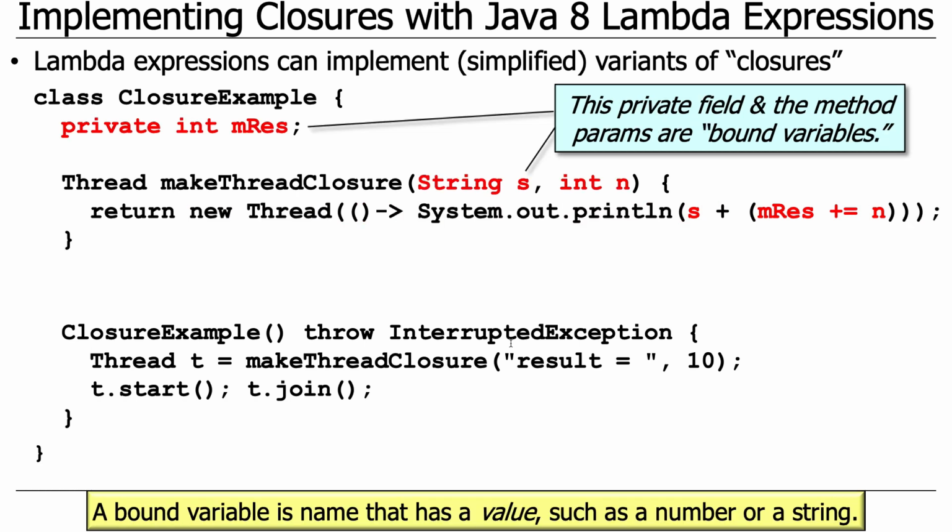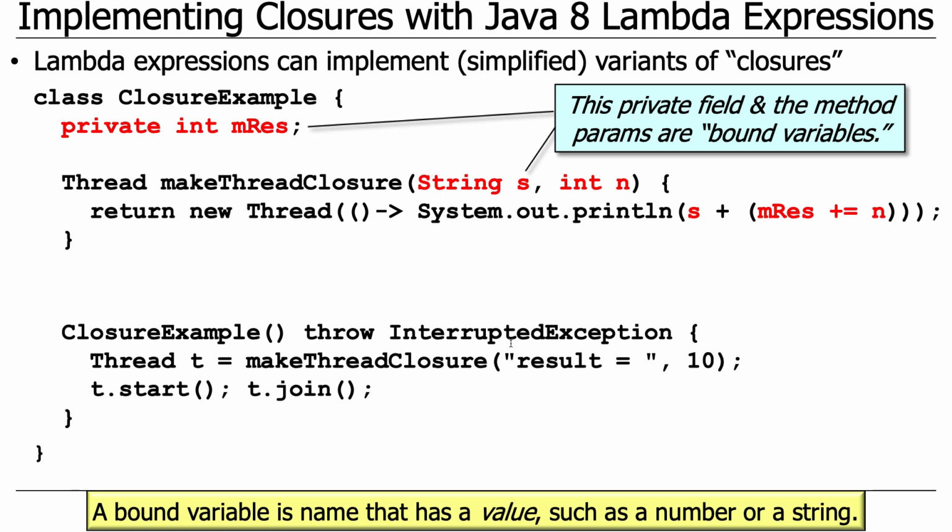Here's an example. We have a class called ClosureExample. It's got a private field called mRes, for mResult. It's got a method called makeThreadClosure that takes a couple of parameters, String s and int n. It's going to create a new thread that, in the background, will print out s, plus mRes, plus equals n. It turns out that mRes, s, and n are all bound variables. A bound variable is simply a name that is associated with a value, such as a number or a string, as you see here.